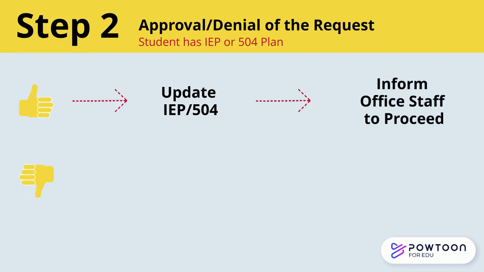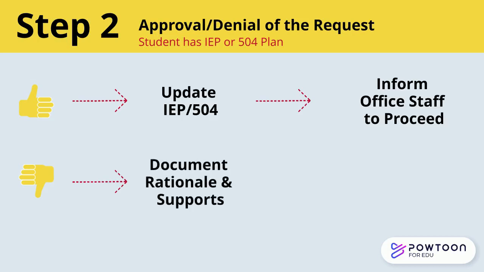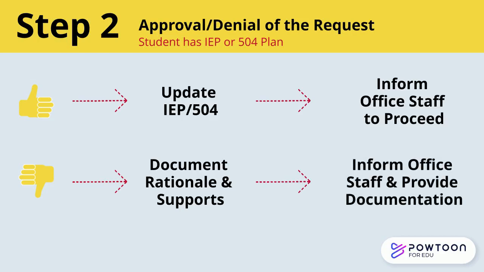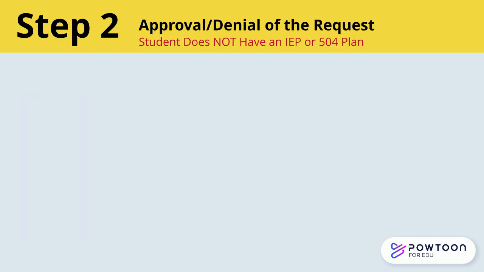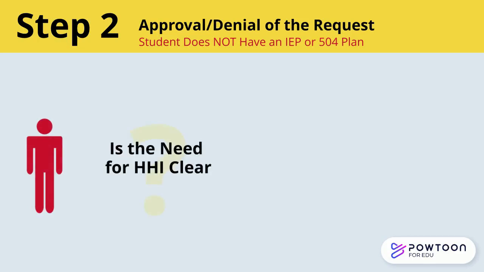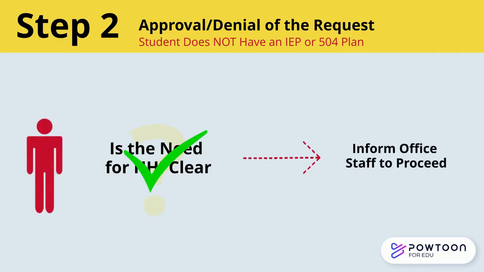If the team decides not to initiate home hospital, the student's IEP or 504 plan must include the rationale for the decision and any supports put in place to meet the student's medical and mental health needs while continuing to attend on-campus instruction. Once signed, a team member will inform the office staff and provide a copy of the IEP or 504 amendment. If the student does not have an IEP or 504 plan, the school nurse or mental health provider may determine that the need for home hospital is clear and may notify the office staff to initiate home hospital instruction.